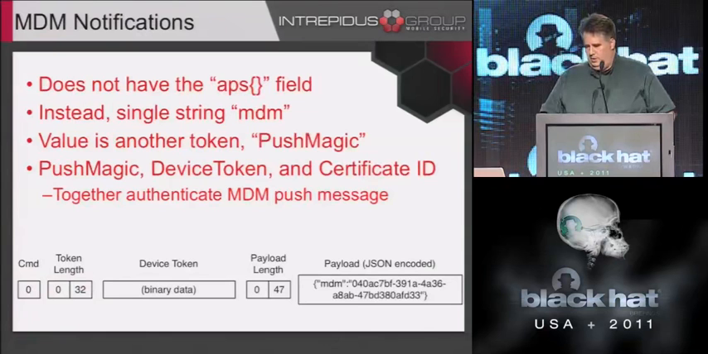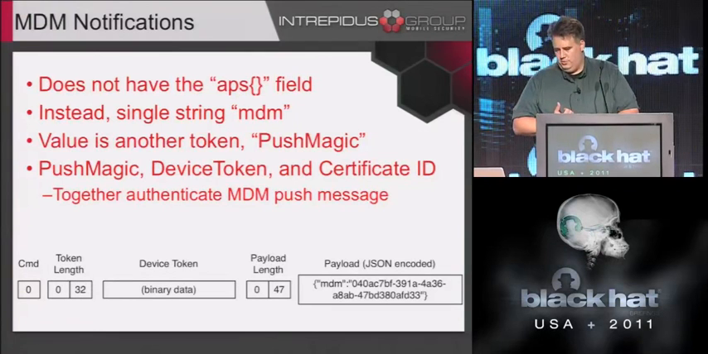For MDM, it's almost exactly the same, except instead of having that top-level APS dictionary, it's just got a single string value called MDM, and in there is a token. In this case, it looks like a big random UUID. And that token comes from the device when it's enrolled. It's called the push magic token.